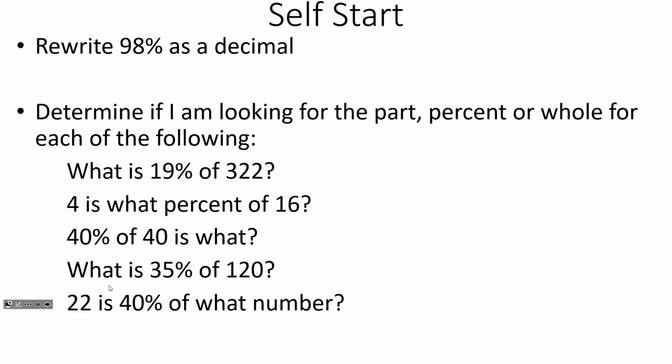For self-start today, we have to do quite a few problems, but they're pretty easy. We need to, first off, rewrite 98% as a decimal. Yesterday we learned how to change from a percent to a decimal. We take our percent and divide it by 100. So I would do 98 divided by 100, and that's going to give me an answer of 0.98.